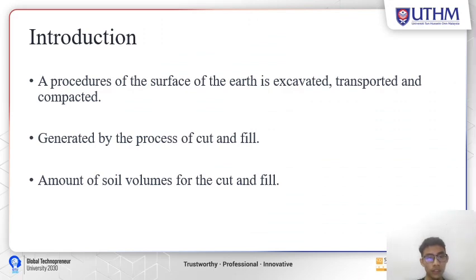For the introduction, earthwork refers to the procedures where the surface of the earth is excavated, transported, and also compacted at another location. Generally, most earthwork is generated by the process of cut and fill. So it is important to consider the type of fill material as well as its physical characteristics. The amount of soil volume for the cut and fill must be calculated in order for us to know how much soil is to be cut and also to be filled.